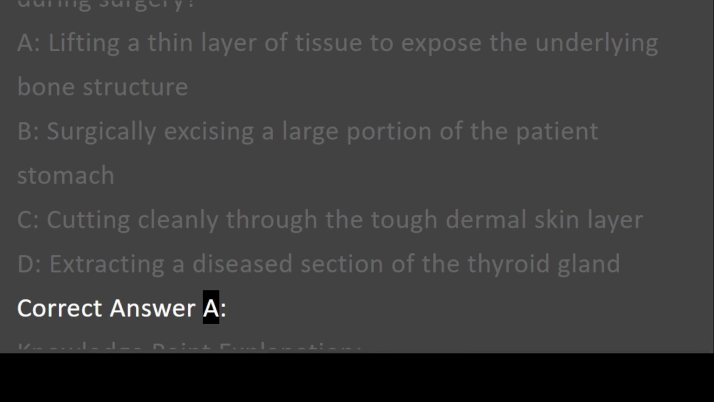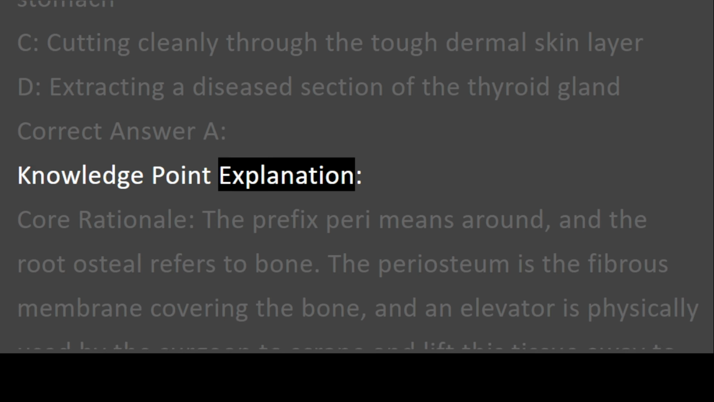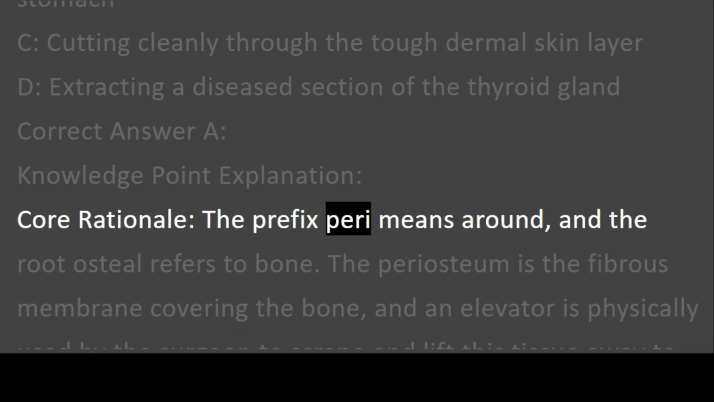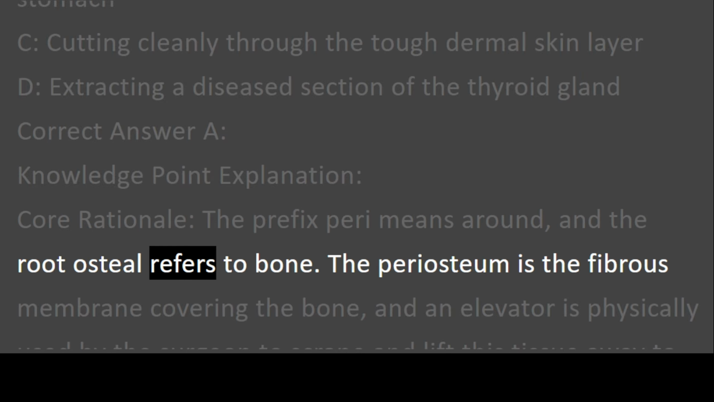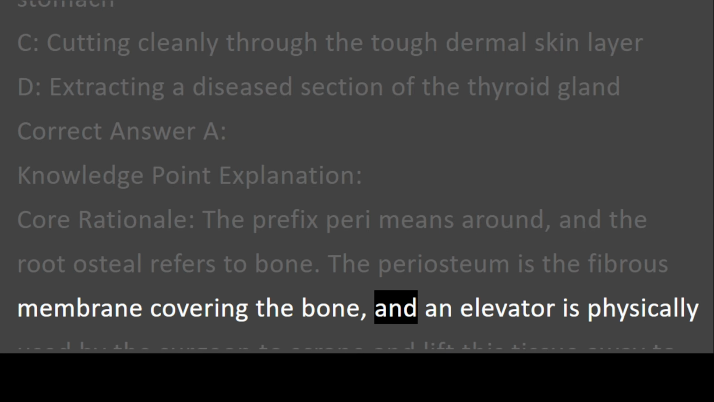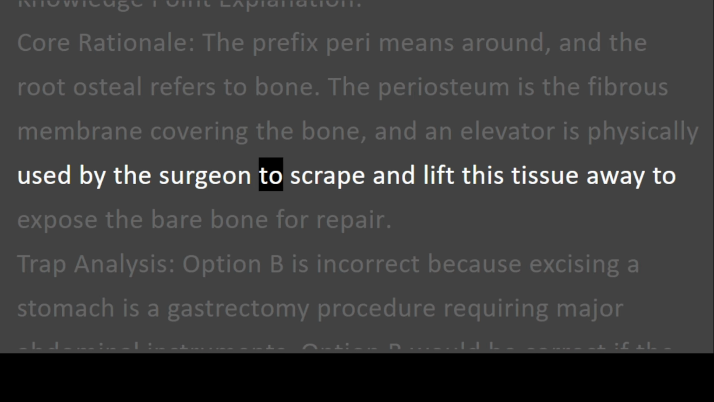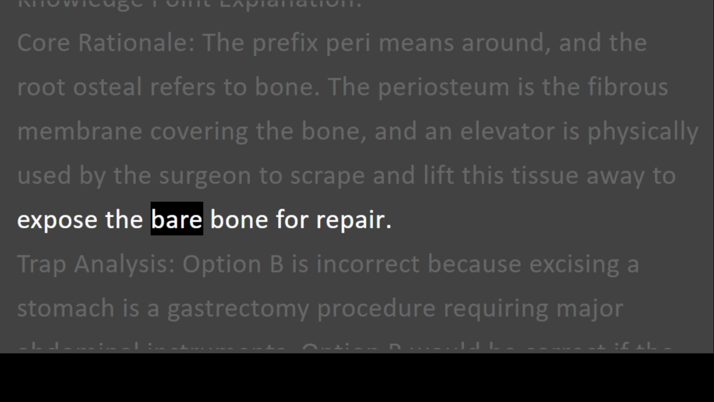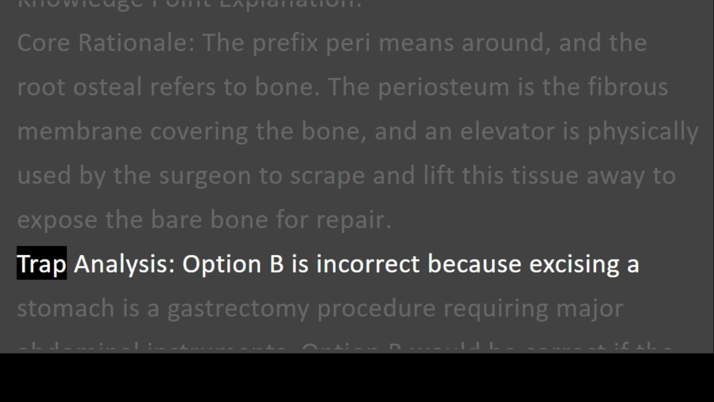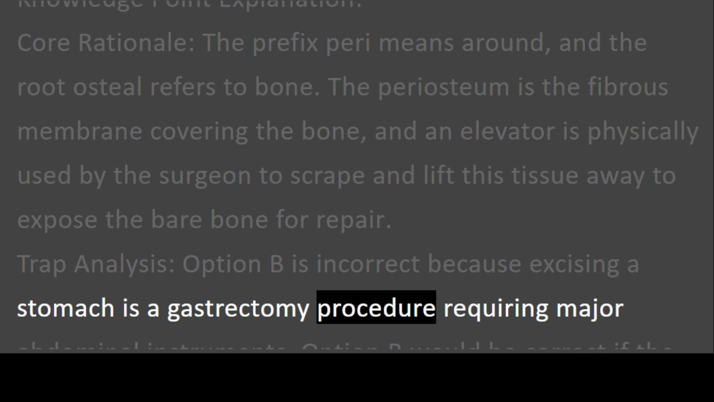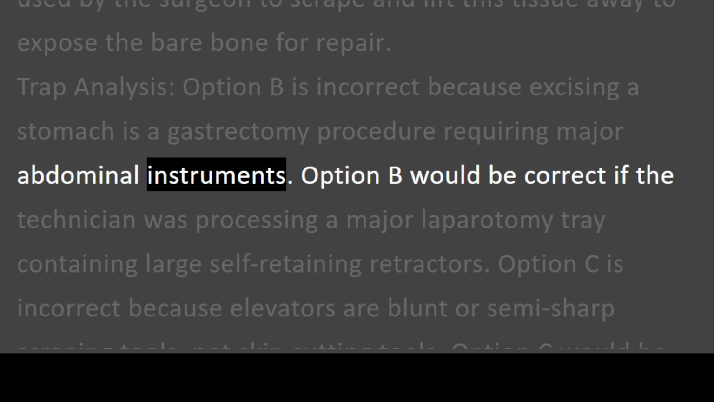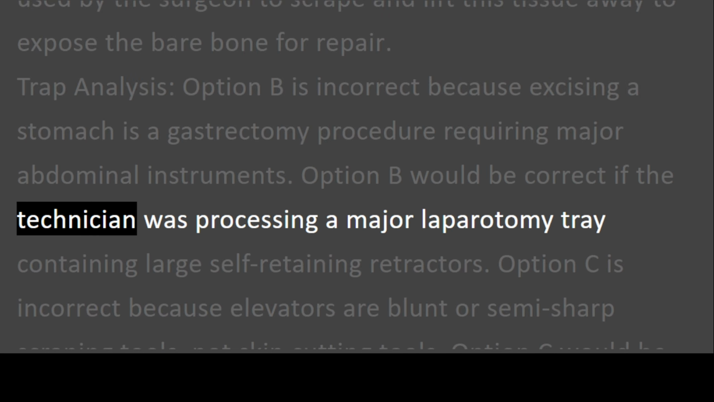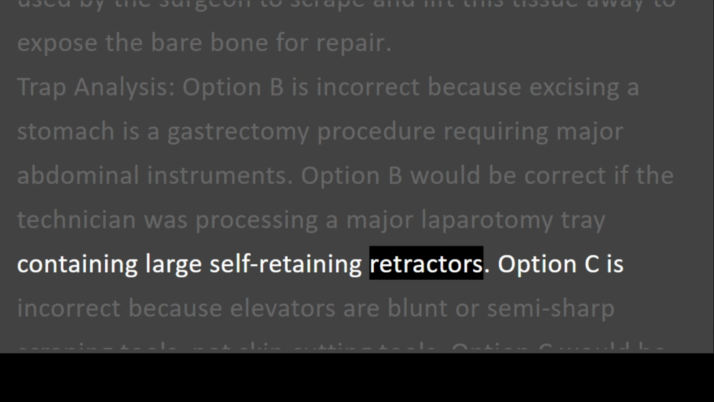Correct answer A. Knowledge point explanation. Core rationale. The prefix peri means around, and the root osteal refers to bone. The periosteum is the fibrous membrane covering the bone, and an elevator is physically used by the surgeon to scrape and lift this tissue away to expose the bare bone for repair. Trap analysis. Option B is incorrect because excising a stomach is a gastrectomy procedure requiring major abdominal instruments. Option B would be correct if the technician was processing a major laparotomy tray containing large self-retaining retractors.